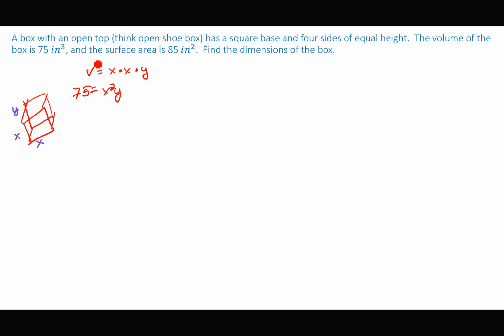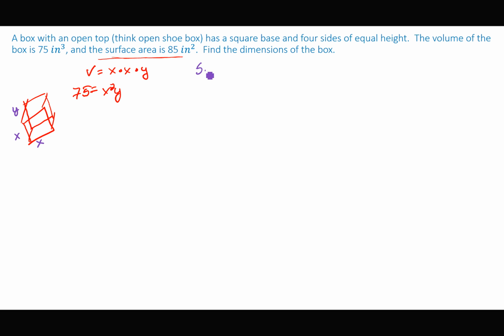And then it says the surface area is 85 inches squared. So for the surface area, I have 5 total surfaces that I want to find the area of. Remember, it's an open top, so I'm not having that side. If you want to think of it as a dice without the one side on top, we don't have that 6. We have 5 sides that we're working with.